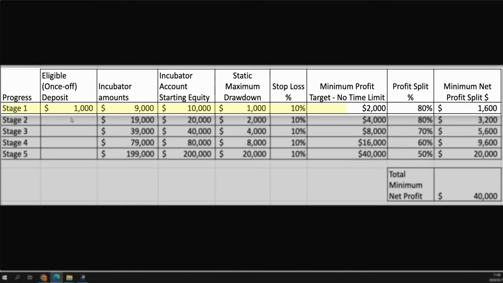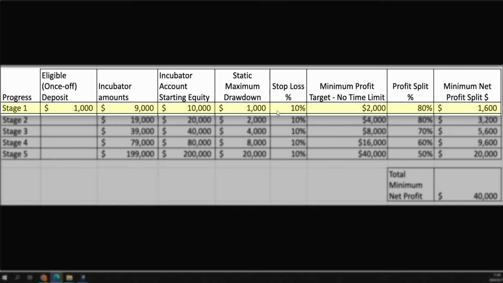So basically what happens is that you pay $1,000 for an account, and then you get incubator amounts in the amount of 9,000. So you have a total balance to start trading with of 10,000. Once you reach 20% of profit, which in this case is 2,000, you get an 80% profit split, which gives you $1,600.